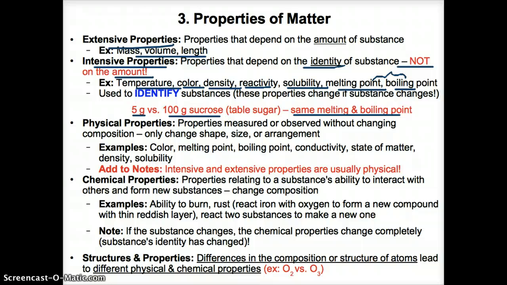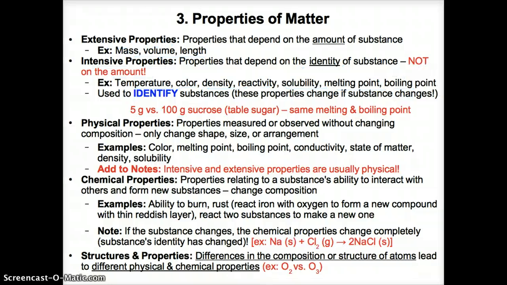Because intensive properties depend only on identity, we can use them to identify substances, meaning we could look, for example, at a clear liquid boiling at 100 degrees Celsius and atmospheric pressure and say, it's water, based on its intensive characteristic property of boiling point, because water is the only substance that will boil at 100 degrees Celsius at 1 atm or atmospheric pressure. All right, specifically, these intensive properties will change if the substance's identity changes somehow.